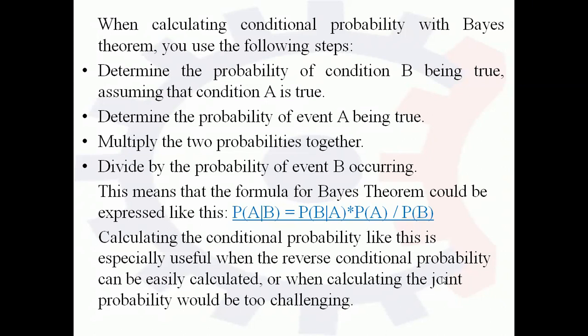This means that the formula for Bayes theorem could be expressed like this: P(A|B) equals P(B|A) times P(A) divided by P(B). Calculating the conditional probability like this is especially useful when the reverse conditional probability can be easily calculated, or when calculating the joint probability would be challenging. This is Bayes theorem.